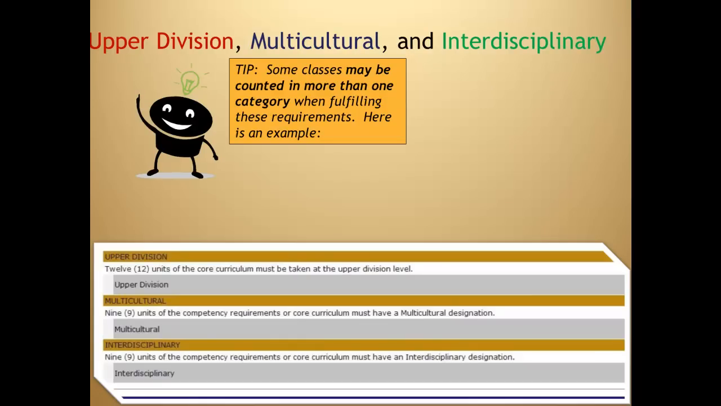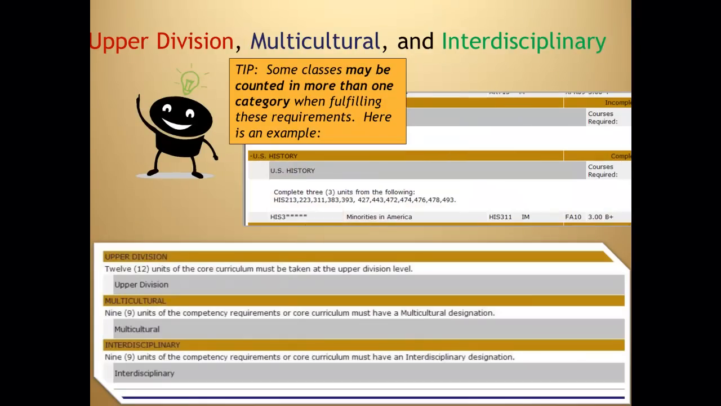Some classes are able to complete more than one category listed here. For example, this student took HIS 311 for U.S. History. Because it's a 300 level class, it also meets 3 units of upper division coursework for general education. The M indicates that it has a multicultural designation, and the I indicates that it has the interdisciplinary designation. So this course will be counted in all of these requirements within general education.